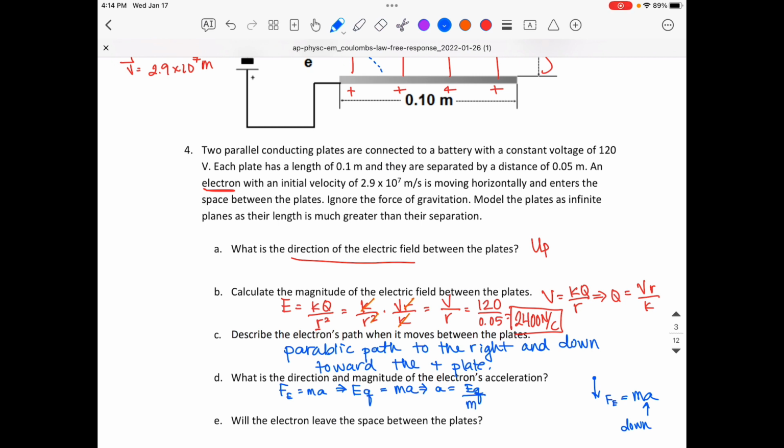It may seem like we don't have those values for the charge and the mass, but that's in your equation sheet, so look for that in your equation sheet. We've got 2400 from part B, multiplied by the charge of an electron, that's 1.6 times 10 to the negative 19, divided by the mass of an electron, 9.11 times 10 to the negative 31. And the answer for acceleration is 4.2 times 10 to the 14 meters per second squared.